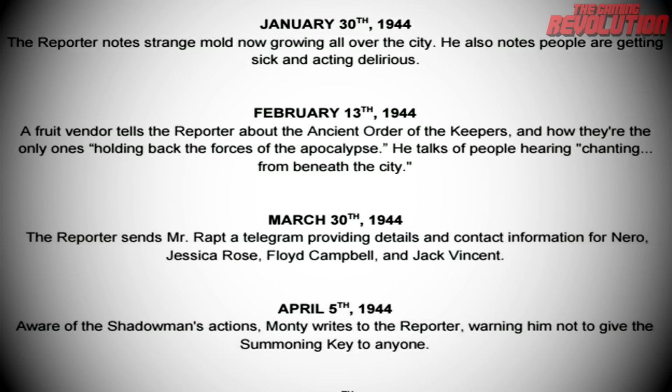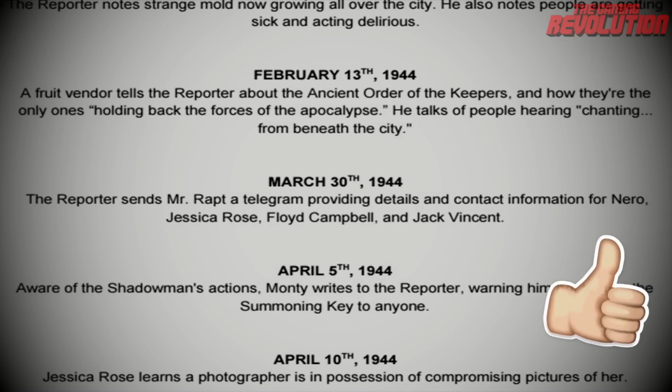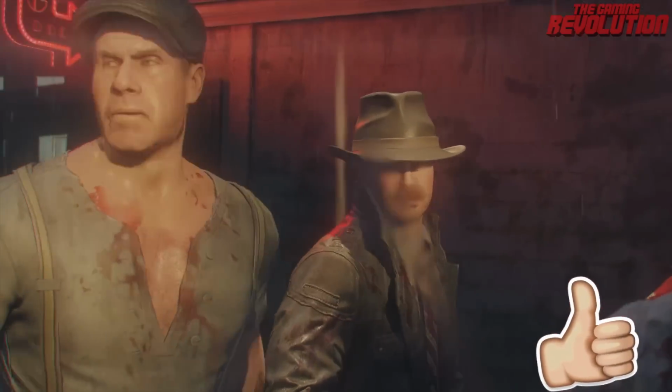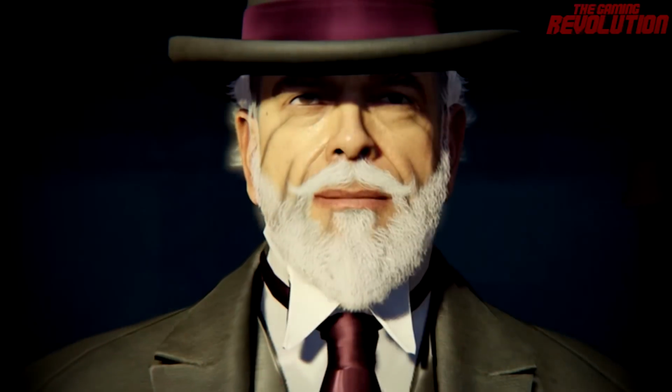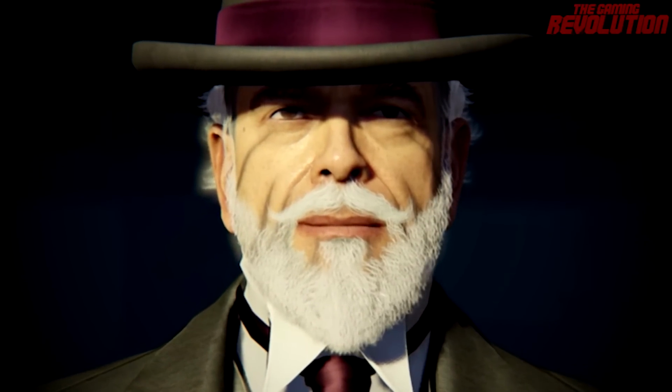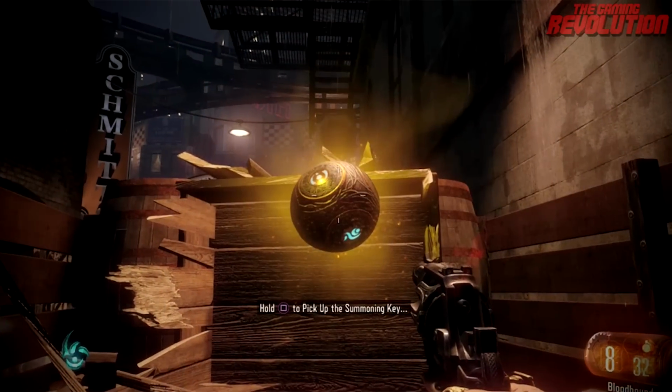On March the 30th, 1944, the reporter sends Mr. Rapt a telegram providing details and contact information for Nero, Jessica Rose, Floyd Campbell and Jackie Vincent. On April the 5th, 1944, aware of the Shadow Man's actions, Monty writes to the reporter warning him not to give the summoning key to anyone.